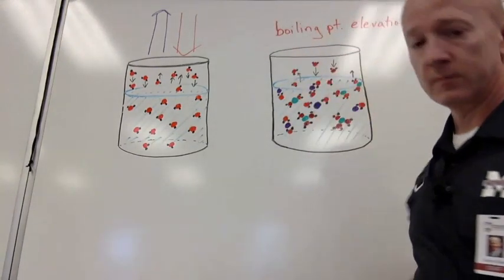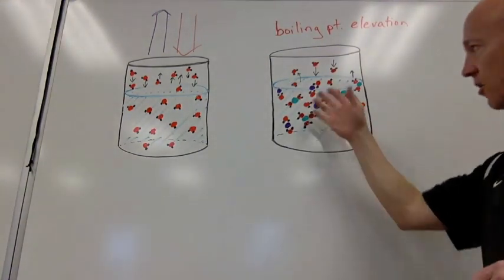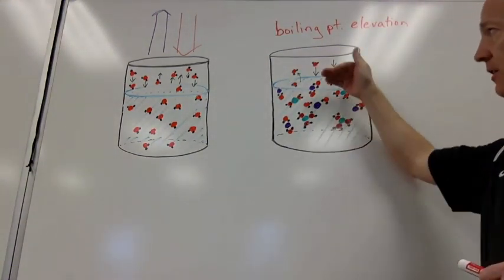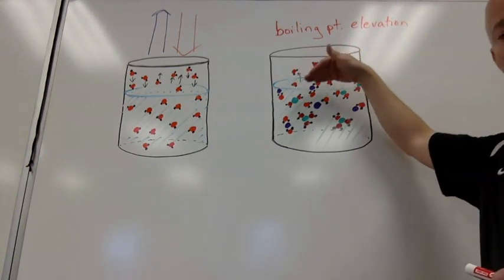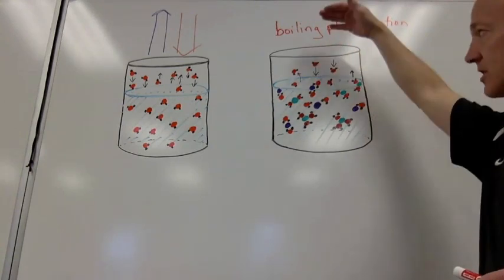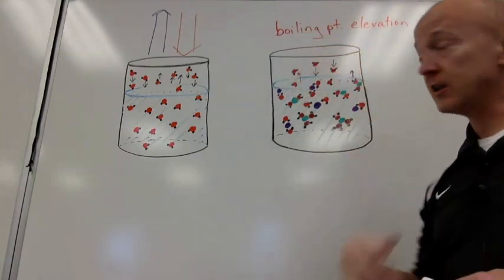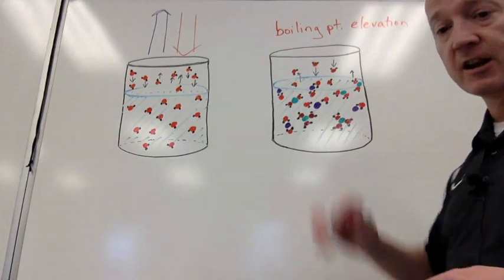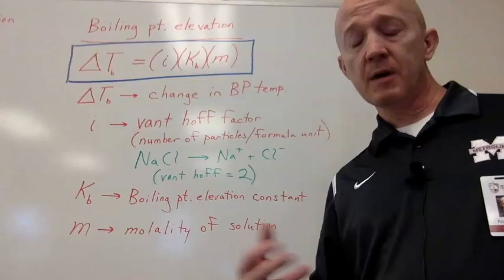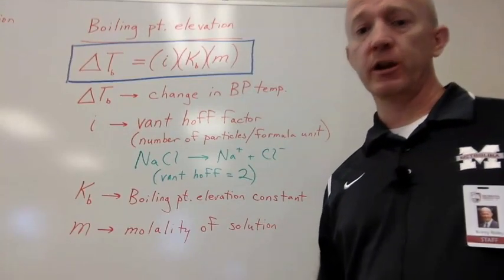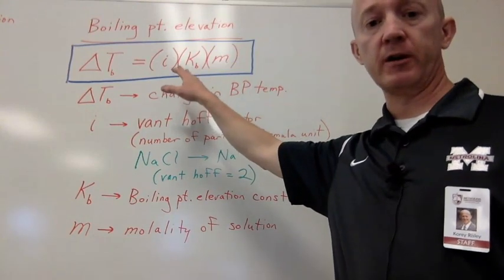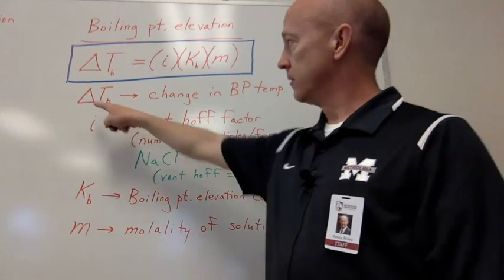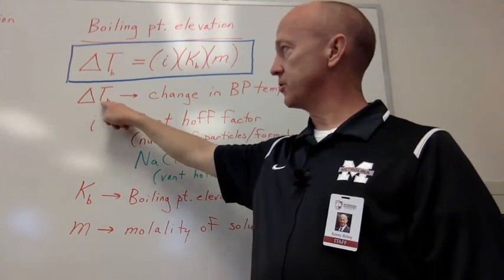Again, it's what happens when we add a solute to this solvent, and then in doing so, we make it more difficult for molecules of this solvent to escape the surface and to escape when it comes time to boil, when we've had enough kinetic energy to get to that point. Mathematically, to find the boiling point elevation, we use this formula right here. This is the change in boiling point temperature, change in temperature of boiling.